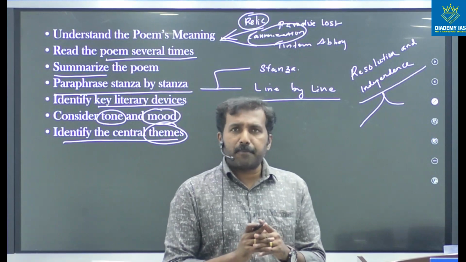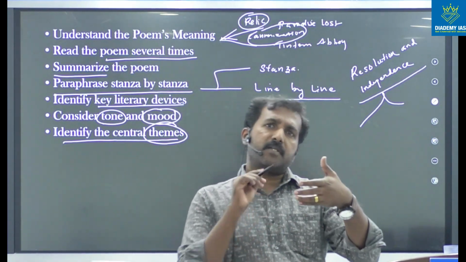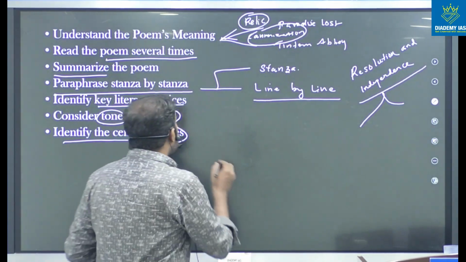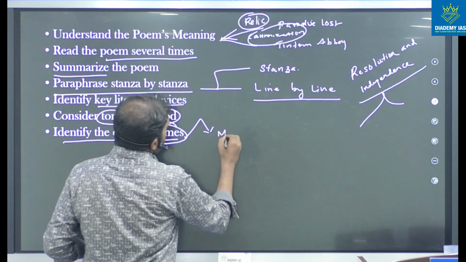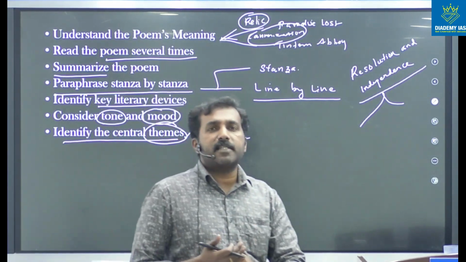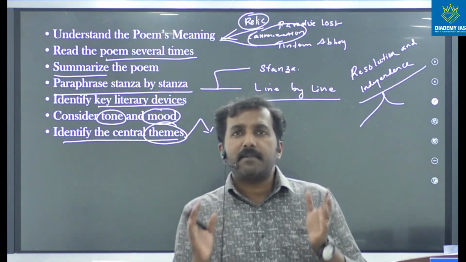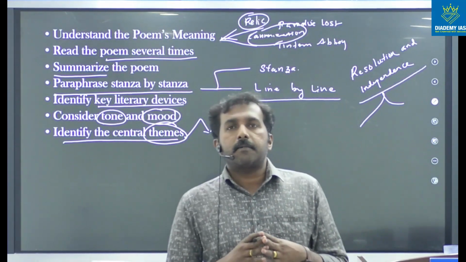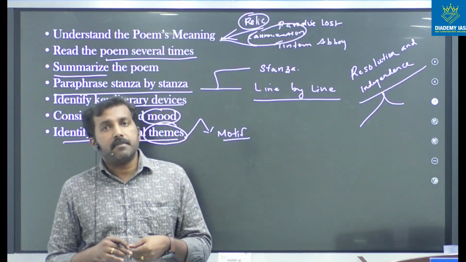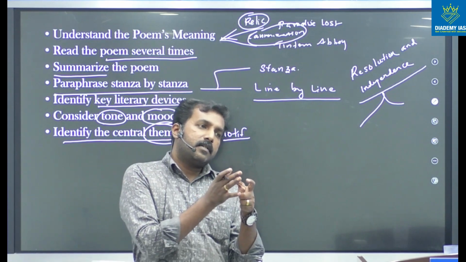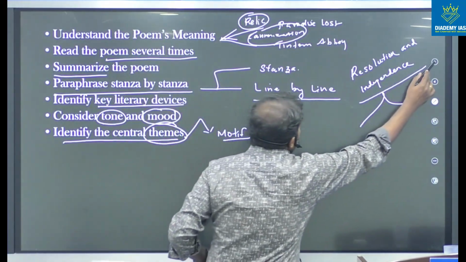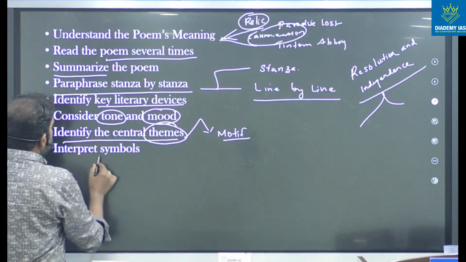The theme of the poem is very important, and you have to identify the theme. When we refer to theme, we have to understand motif as well. What is motif? The motif leads to the theme. That means the motif is the different tones, different images, imagery there. The motif will give more clarity on the theme. So give your attention to the motif and theme. That's very important. And the next one is interpret symbols.